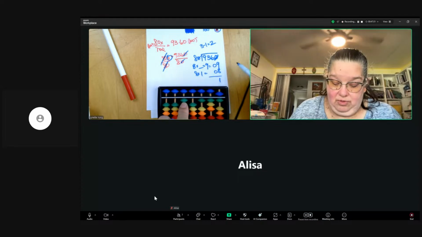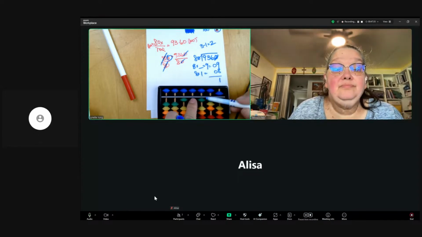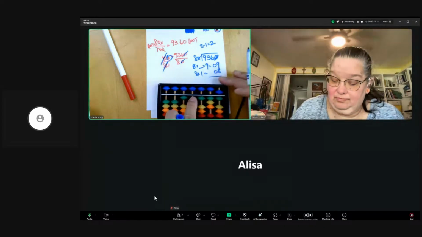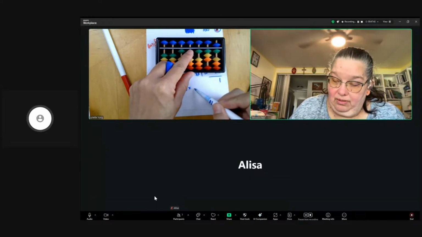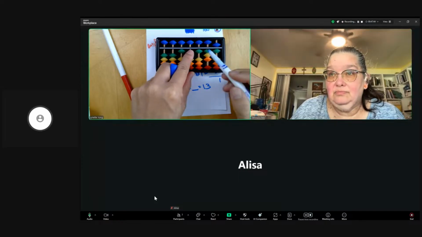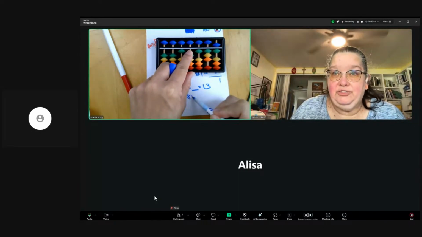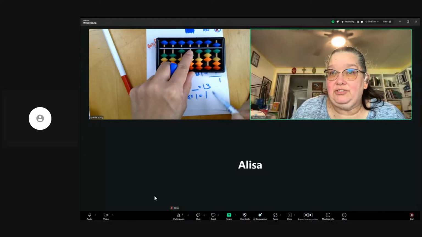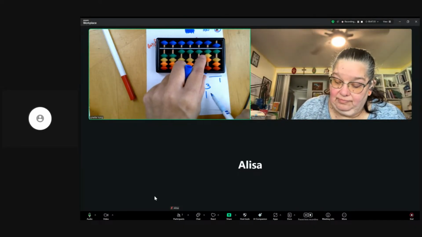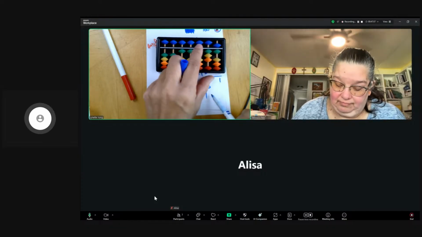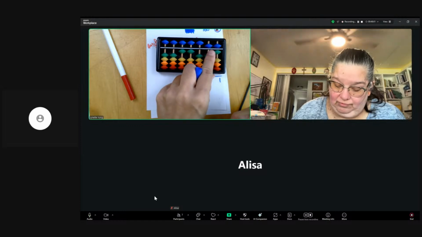8 times what is equal to 13 or less, right? Because you can't do 1. It's got to be 13. 8 times. Exactly. So I put the 1 here. That's my quotient. I take away 8. Take away 8 is minus the 10 plus the 2.